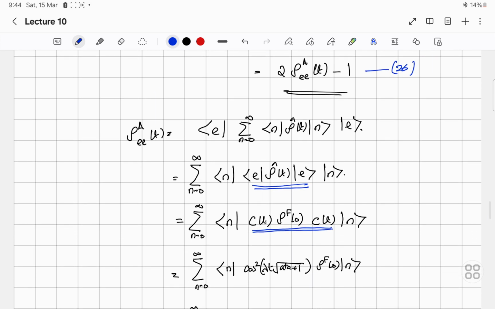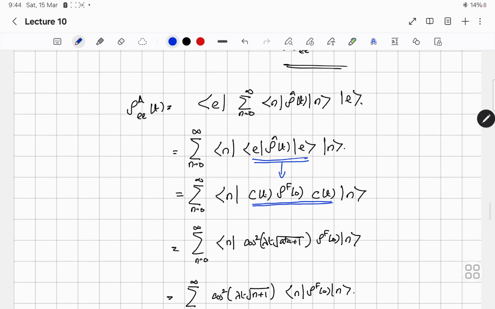And I can write my ρ_A^{ee}(t). Okay, so just substitute this expression here. So this becomes C(t) ρ_f(0) C(t), and the value of this C(t) we already know. The C(t) is nothing but cos(λt√(a†a)), and the √(a a†) can be written as a a† is nothing but a†a plus 1. So therefore C(t) into C(t) is cos²(λt√(a†a+1)), and we have ρ_f(0).